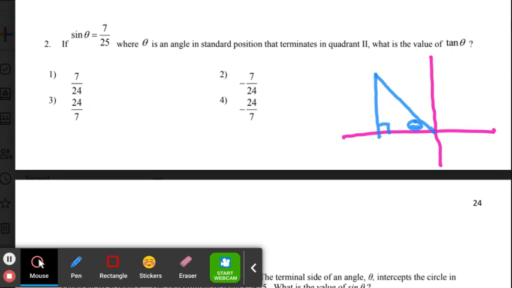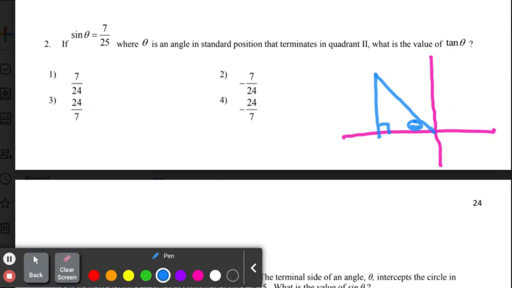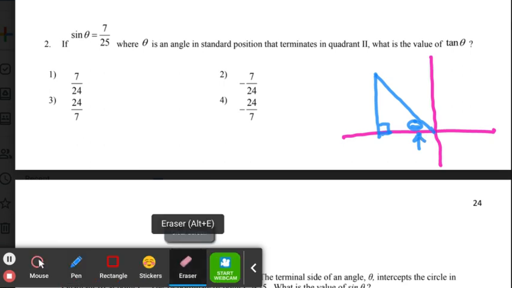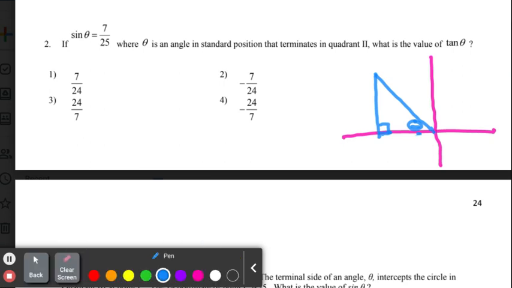So for question number 2, it says, if sine theta equals 7 over 25, where theta is an angle in standard position that terminates in quadrant 2, what is the value of tangent theta? So I drew a triangle in quadrant 2. This is my right angle. This right here is my theta. It's kind of a bad theta, but that's okay. And I know sine is opposite over hypotenuse. So from theta, opposite is 7, hypotenuse is 25.